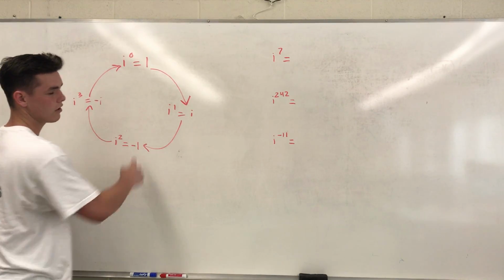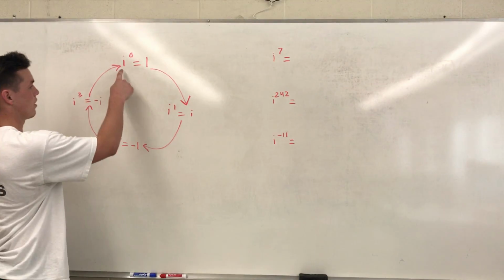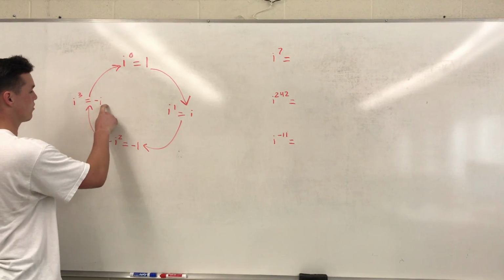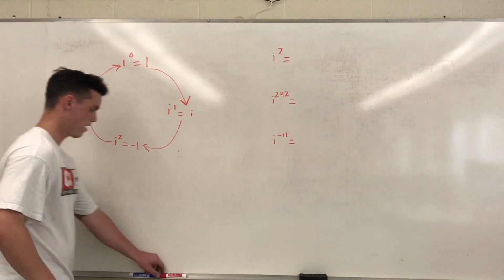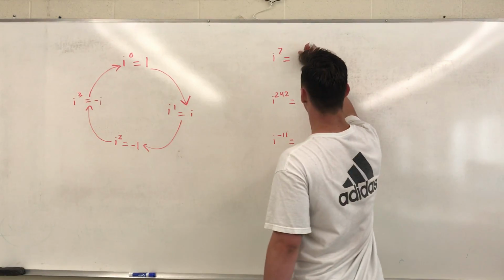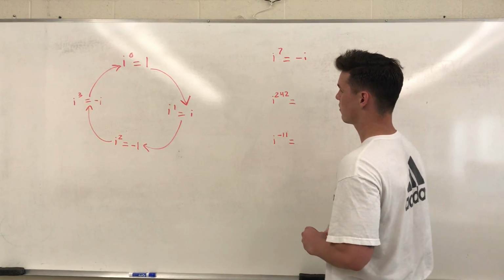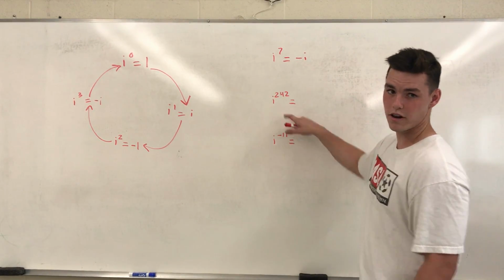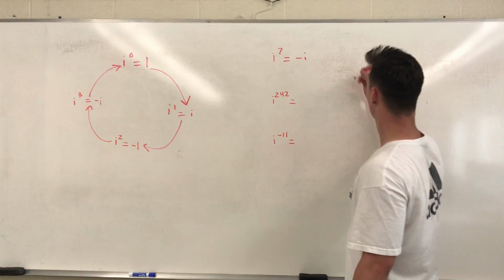It's just continuous. So say when you have i to the 7th, you can just come over and count it out. You have 1, 2, 3, 4, 5, 6, 7. So i to the 7th would be -i.